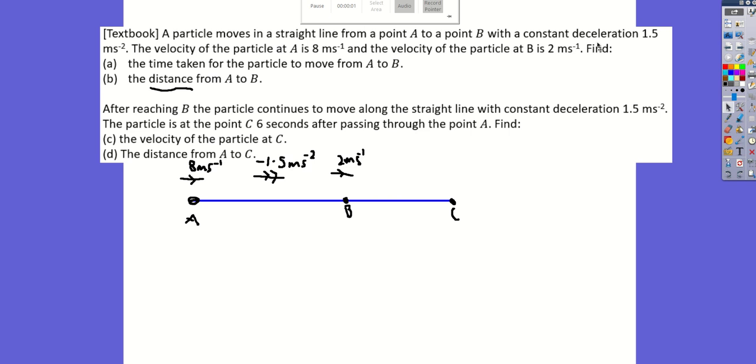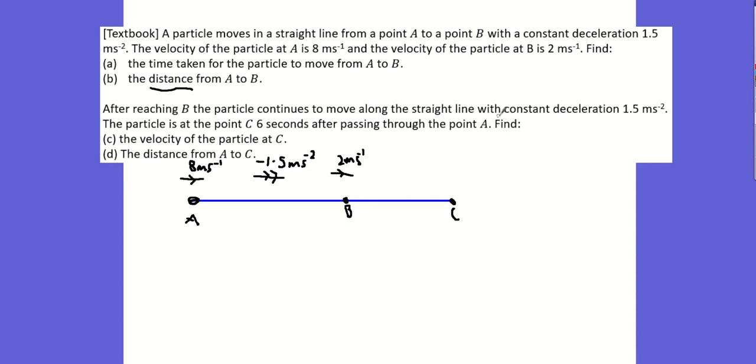Okay, this is the final part of this question. We've travelled from A to B, and now we are carrying on through B, and we are moving towards point C. So let's see what else we can put on our picture. Our particle is continuing to move along a straight line with the same constant deceleration of 1.5. So on this part of the journey, I'm going to put the same acceleration, which is still in the same direction. We're taking right to be positive.